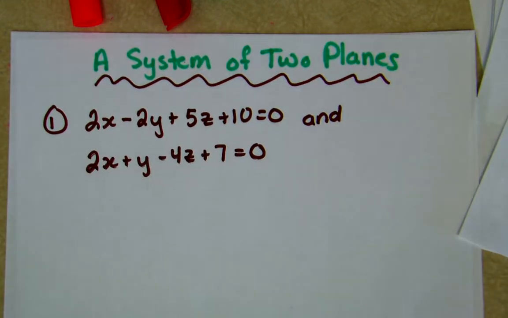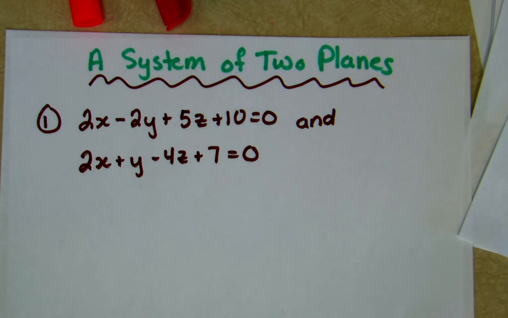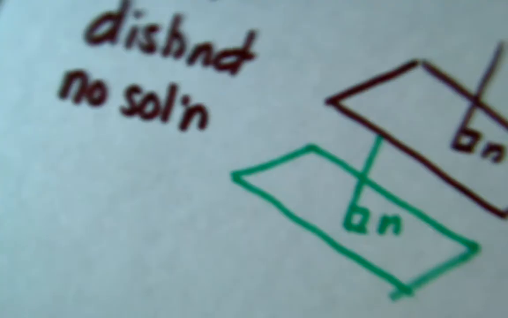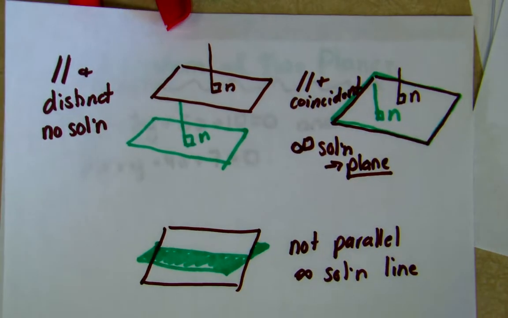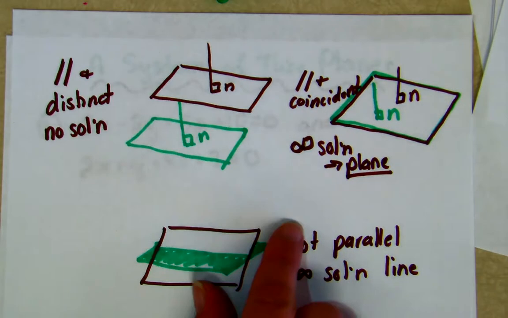So the last section looked at, well, what if you have a system of a line and a plane? So a line and a plane existing together on a three-dimensional graph. Now we're going to look at a system of two planes. Hopefully you read through the content to get that there are three cases.